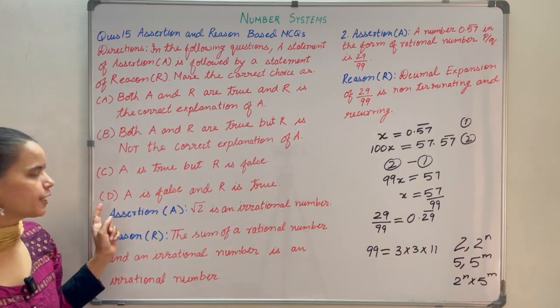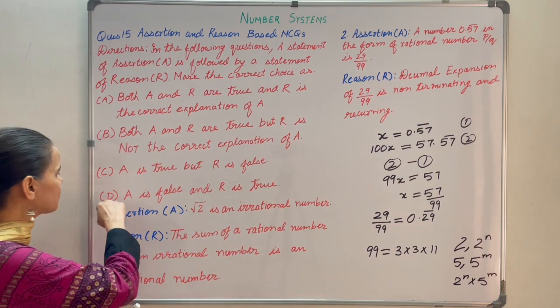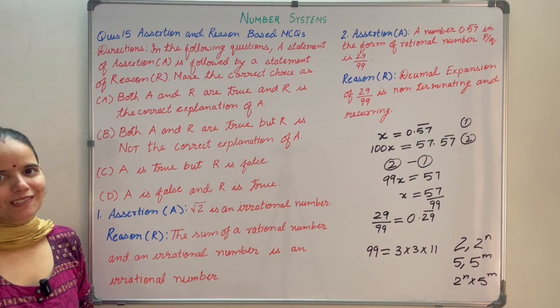So you can see here D option. A is false and R is true. So you have to put a tick mark for D option.